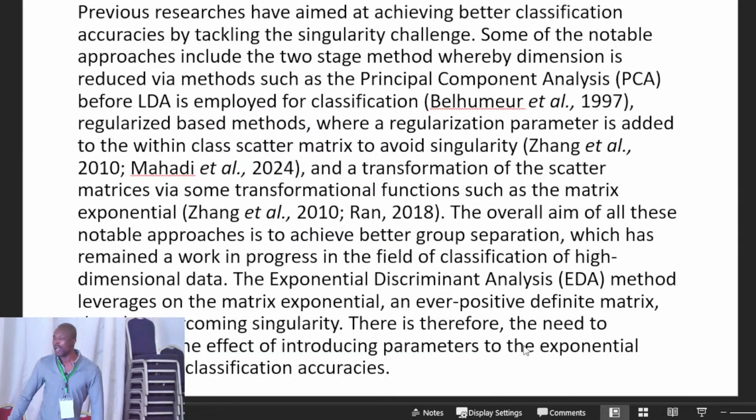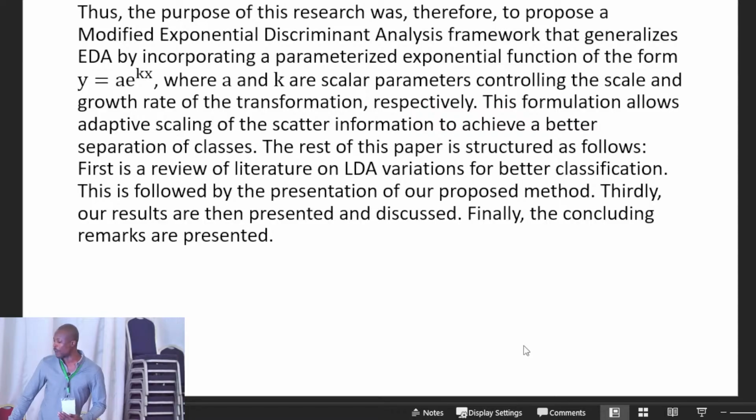In previous studies, the target was bypassing what we call the curse of dimensionality, an issue that happens in high dimensional data, whereby the number of features exceeds the number of samples. Whenever we have that scenario, there's the possibility of arriving at the singularity problem. In linear discriminant analysis, we are supposed to take the inverse of the within class scatter matrix. When the within class scatter matrix becomes singular, we cannot take the inverse, and linear discriminant analysis will fail. Because of that failure, exponential discriminant analysis was proposed.